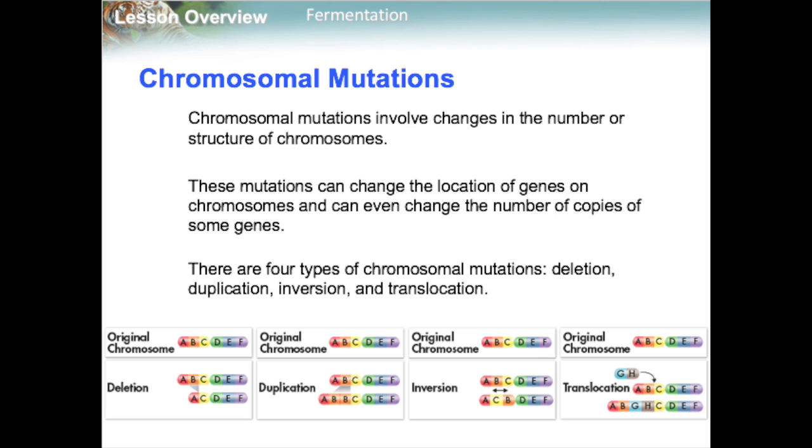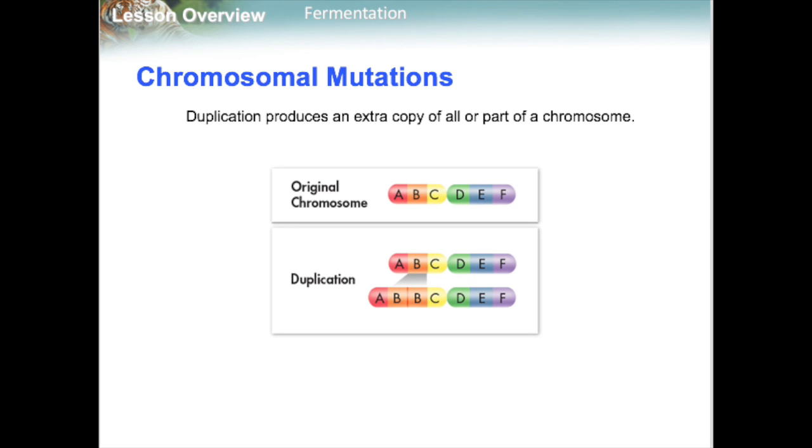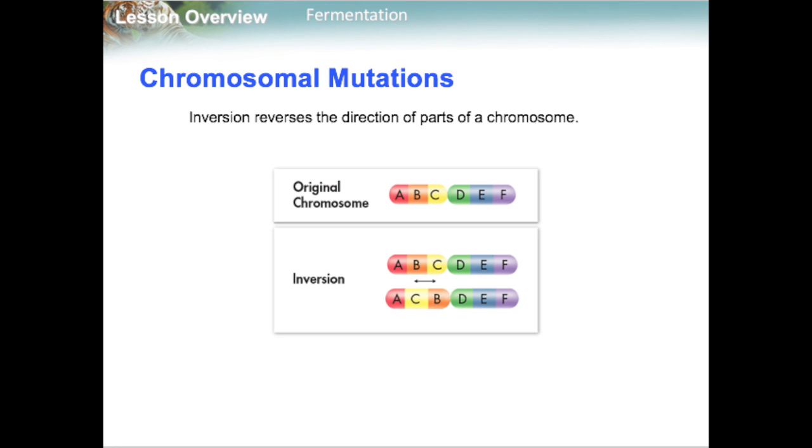So chromosomal mutations here involve changes in the number or structure of the chromosomes. Here we have the original chromosome. In deletion, we deleted B, so the chromosome is a lot smaller. In duplication, same thing with B, now we have two B's, and this became a whole lot longer. In inversion, they switch it, so B and C get switched here, so now we have ACB instead of ABC.